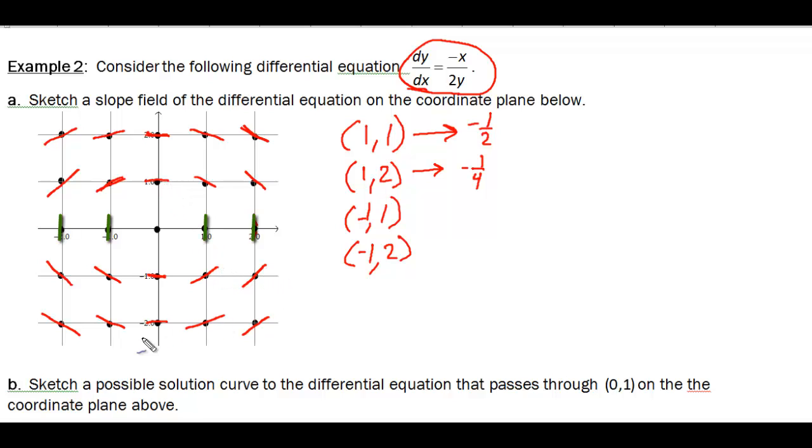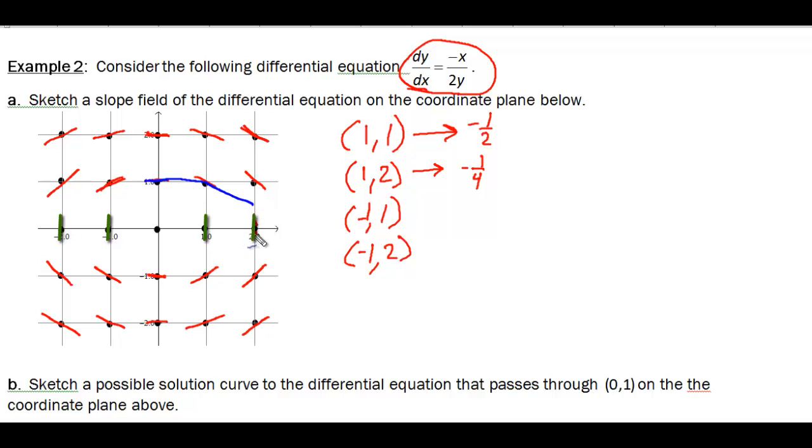So part B says, okay, let's do a possible solution for the thing that passes through 0, 1. So what we're going to do is we're going to go to 0, 1, and we're going to say, okay, our curve goes through here. What's it going to do? Well, if we just follow the curve along out to the next point, we get to here, and then we see, oh, now I'm supposed to go to slope of 1/2. So we go to slope of 1/2.